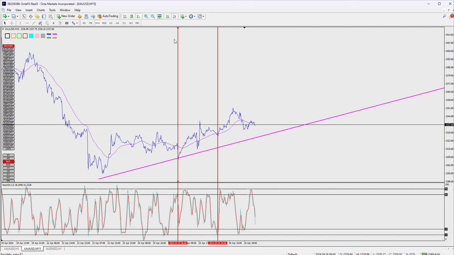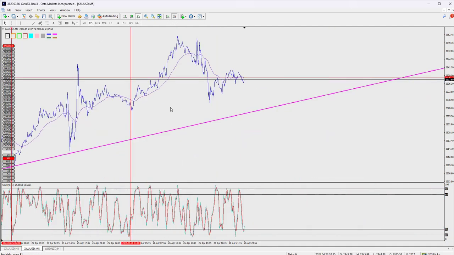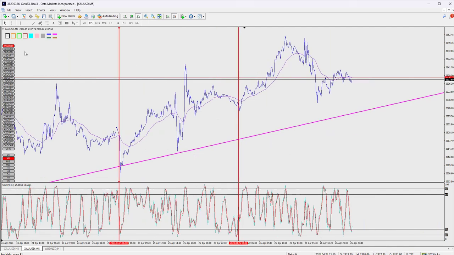So the next thing I'm going to do, I'll just go to the 5-minute time frame so I can see the counter trend clearly. What I'm going to do here is just draw my counter trend. It's right here. This is the counter trend.